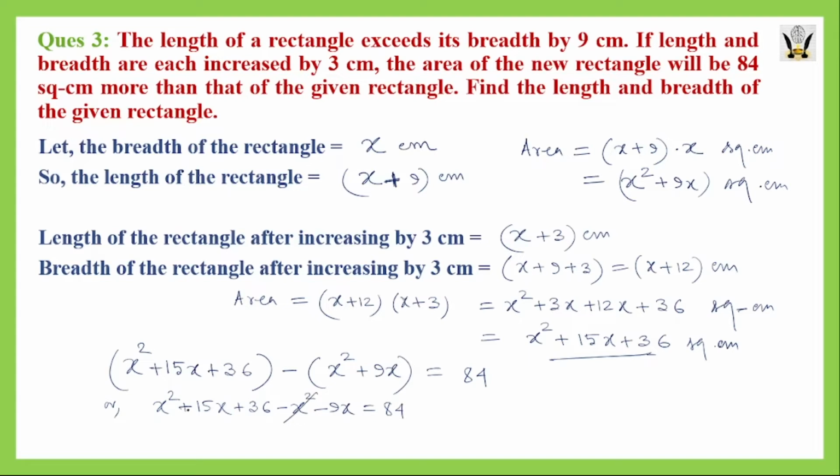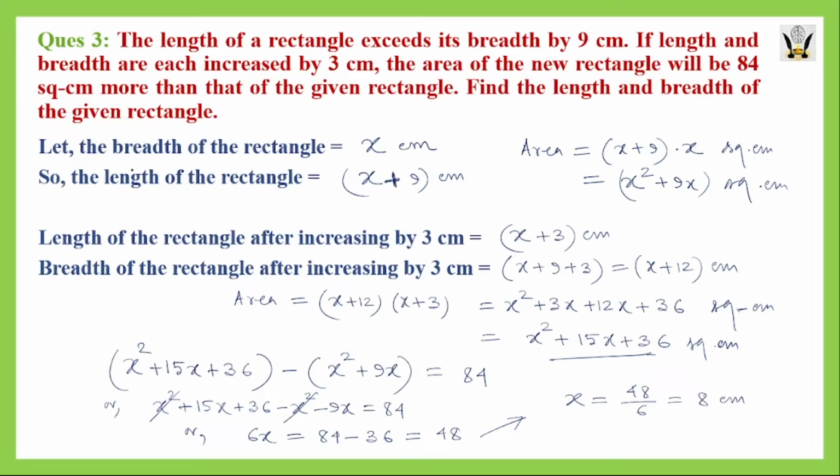So x square and minus x square cancel each other. That means it's not a nonlinear equation. This is a linear equation of x. Now 15x minus 9x will be 6x, and when 84 and 36 go to the other side of the equation, it will become 48. So from here, if we calculate the value of x, it will be 48 divided by 6, so it will be 8 centimeter.